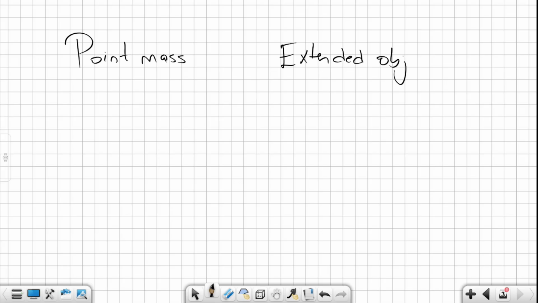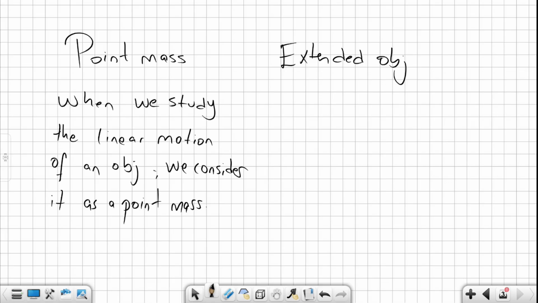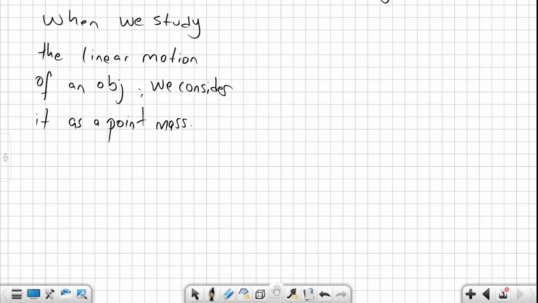To section 1 is about torque. First, we need to differentiate between a point mass and an extended object. When we study the linear motion of an object, we consider the object as a point mass. What do we mean by this? It means the shape of the object is not important. We consider it as a single point, but the shape is not important.